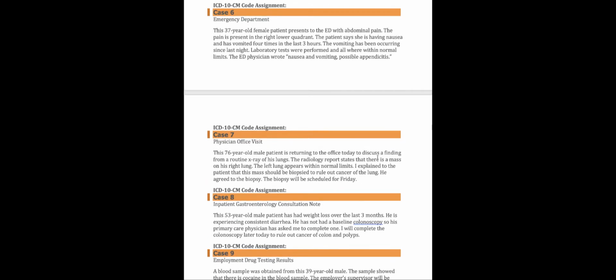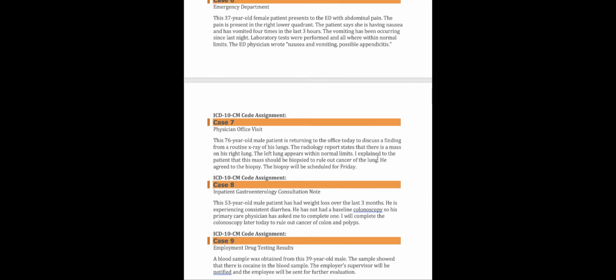Case 6, emergency department, 37-year-old female patient presents to the emergency department with abdominal pain. Pain is present in the right lower quadrant. So right now I can tell you pain is going to be a search term, a main term. Abdominal is going to be a modifier. Right lower quadrant is going to further modify that.